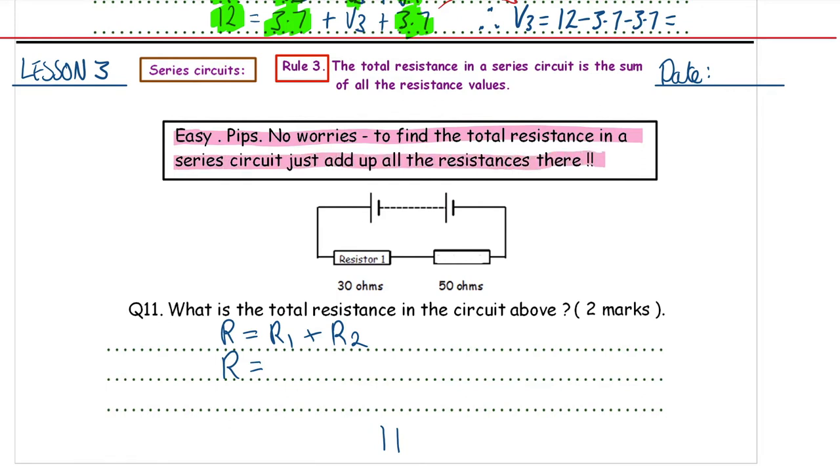I'll quickly go through one with you. So the two resistances in series, we've got a 30 ohm and a 50 ohm resistor. So you just add the two together. What could be easier? Just remember the units for resistance, ohms. That's the Greek letter for ohms.